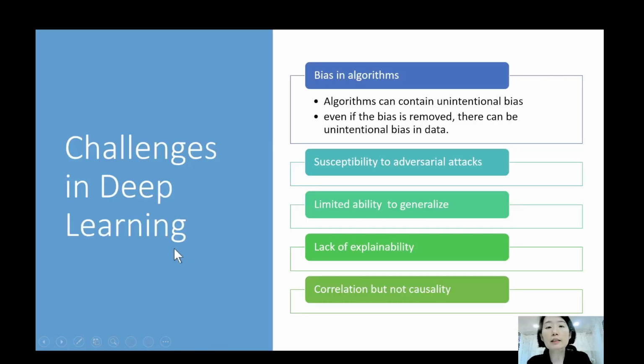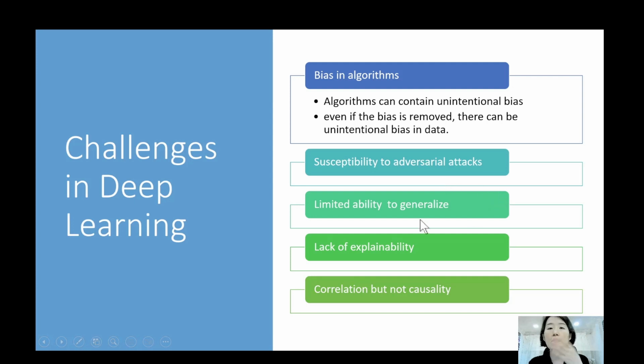Some challenges in deep learning: bias in the algorithm, they can contain unintentional bias. It all depends on the data that you provide to the machine. Even if the bias is removed, there can be unintentional bias in the data set that you provide to the machine, unintentionally by the human. We don't know. Susceptibility to adversarial attacks again, and there is actually an issue of privacy as well when you collect big data.